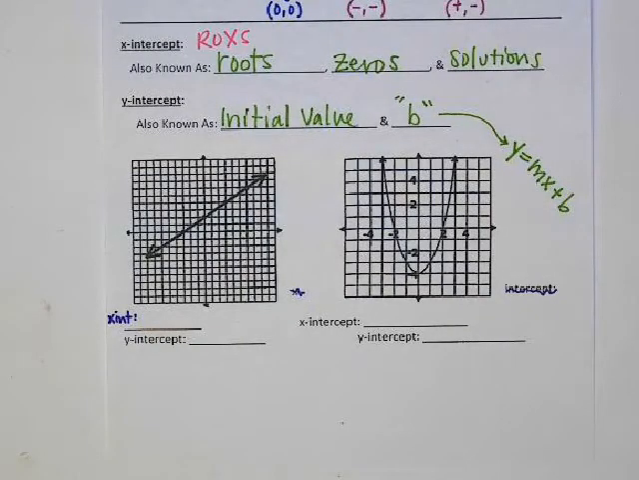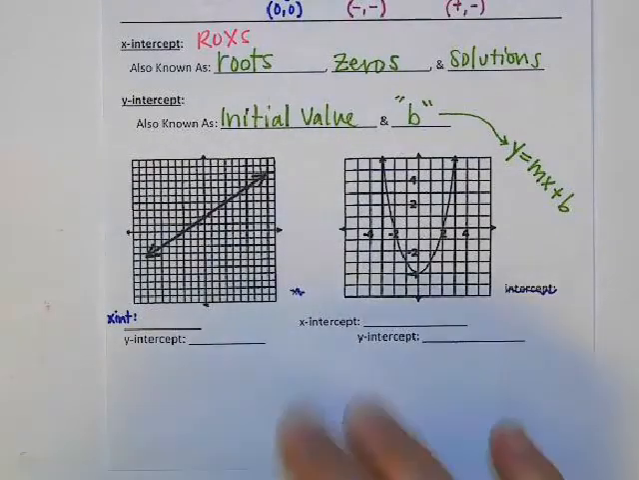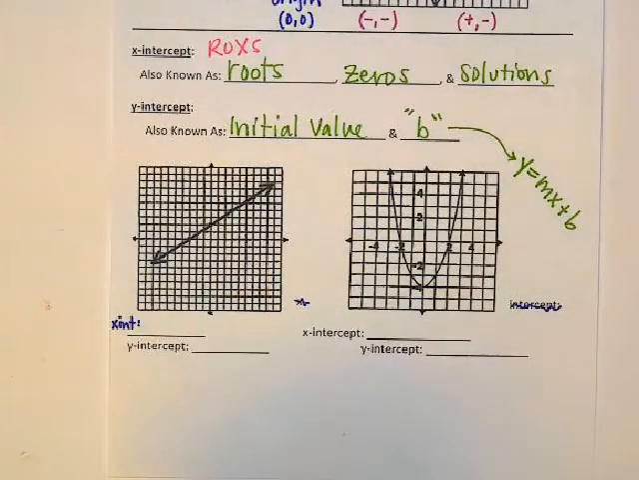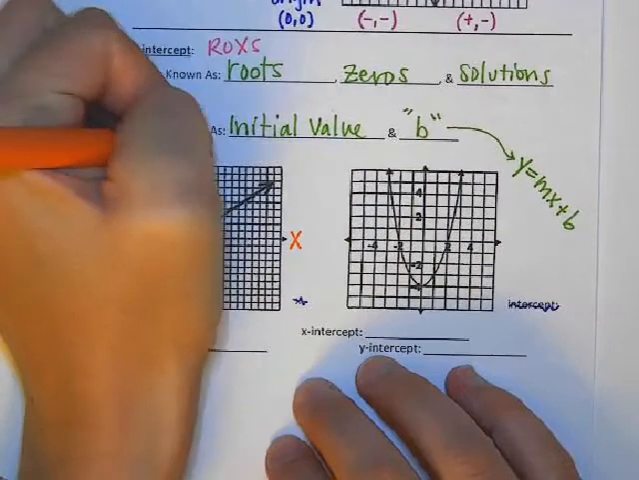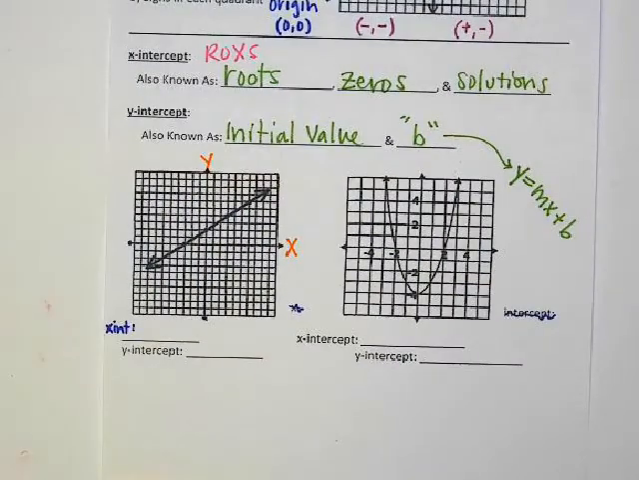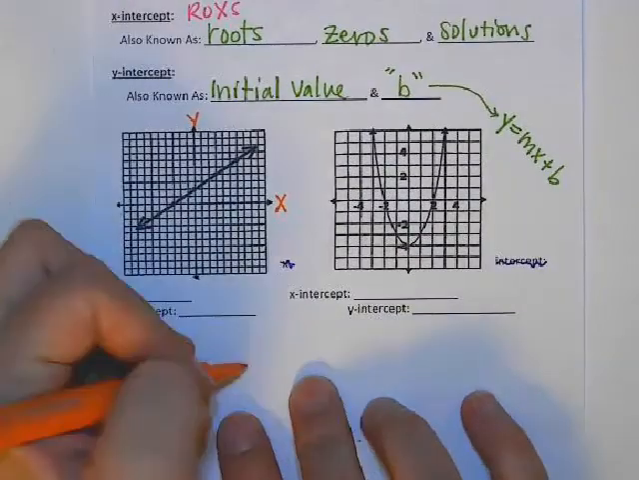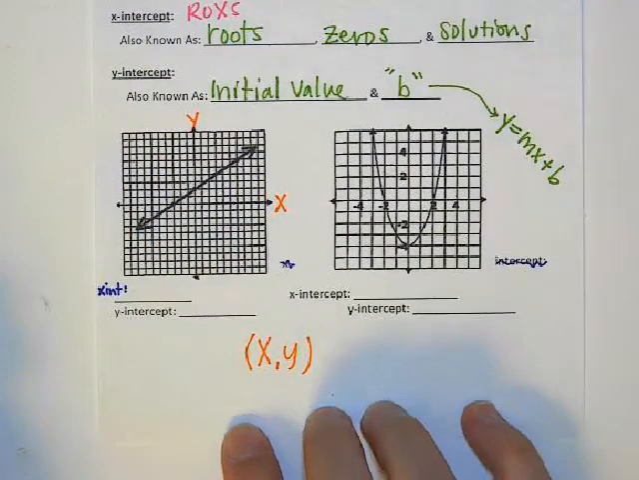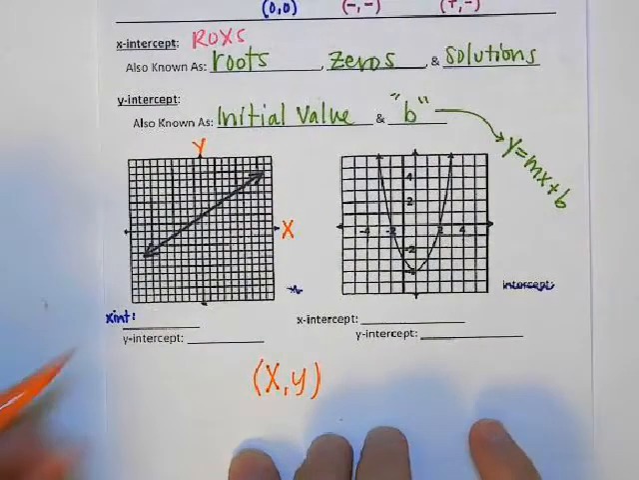So we're going to find our x-intercept and our y-intercept. I'm going to start with the x-intercept first. I have a graph. What do we do anytime you see a graph? Label x and y. Good. So here's x, here's y. And I want to know my x-intercept. Before we start, we all know that an ordered pair is x comma y, right? So let's start with our x-intercept.